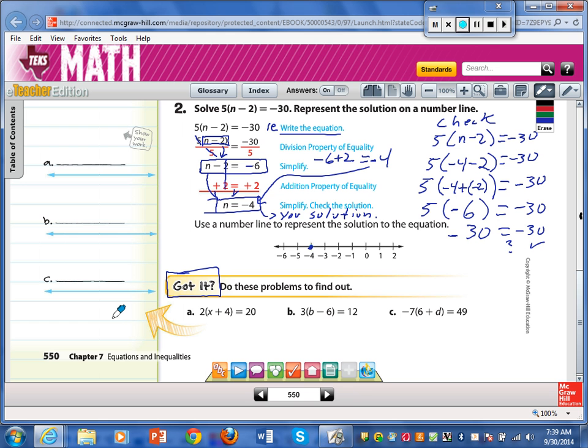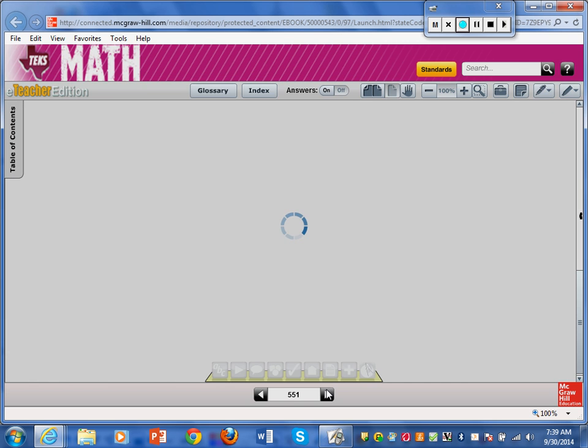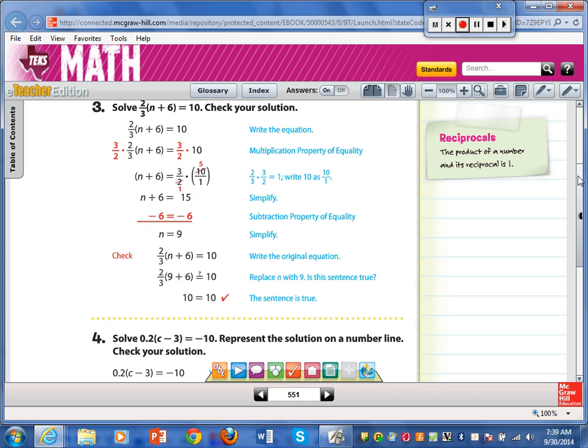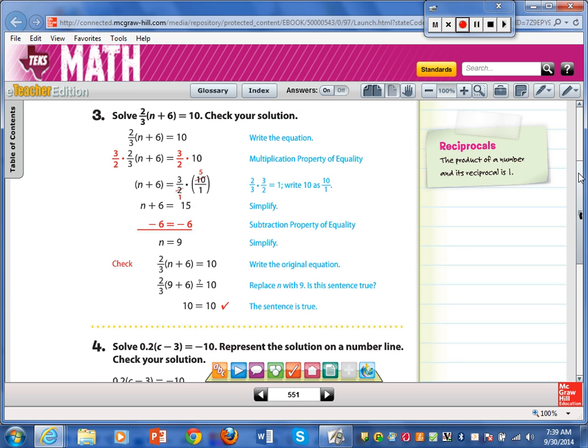Okay? So now I'm going to go to page 551. And we're going to do example number 3. Okay? Well, this should look familiar once again. We look at our equation, we see that all this is together. Let me go with green on this one too. Do you know that all this is together?